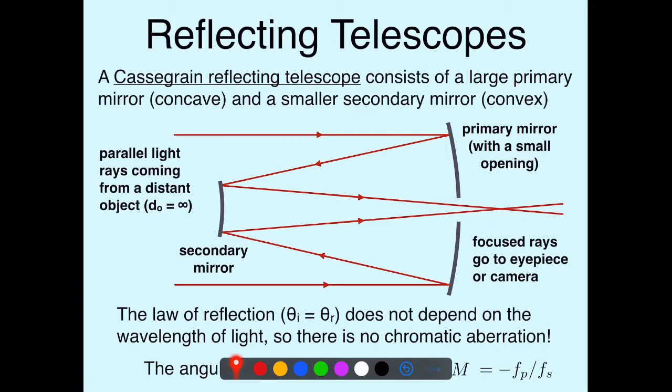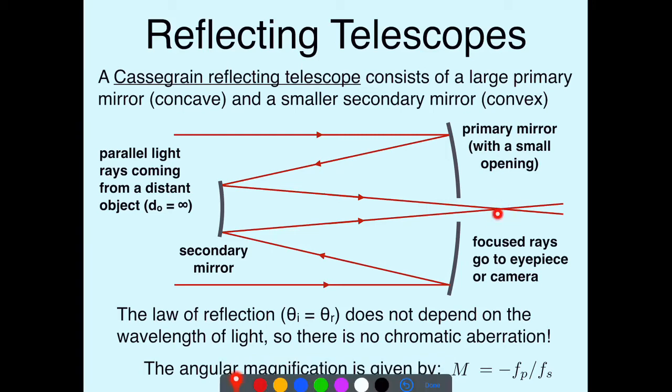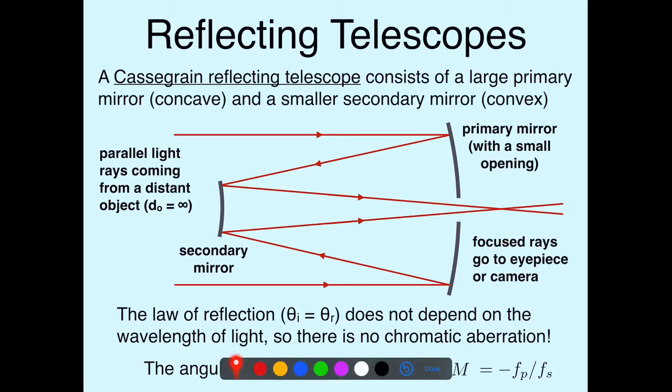Now, ideally, this is where you would put an eyepiece if you wanted to actually look through the telescope and see the image that it's forming. Or you could actually put a camera there to capture the image that's being formed by your telescope. So you could put like a CCD here and capture the image.